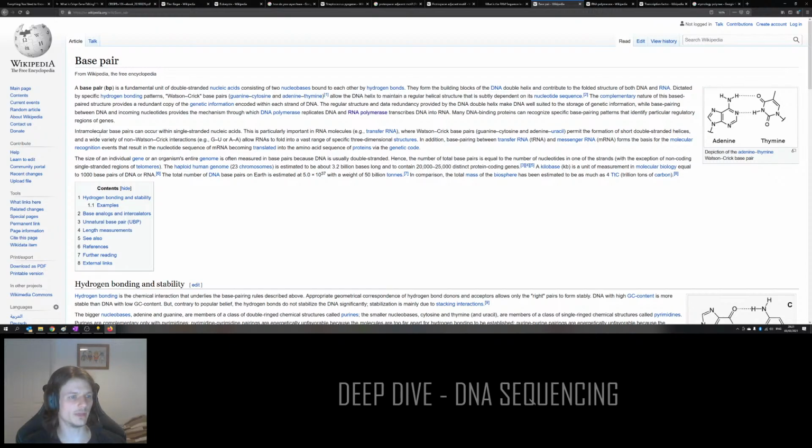10 more minutes. Intramolecular base pairs can occur within single-stranded nucleic acids. This is particularly important in RNA molecules, e.g. transfer RNA, where Watson-Crick base pairs, guanine-cytosine, adenine-uracil, permit the formation of short double-stranded whatever it is, and a wide variety of non-Watson-Crick interactions, e.g. G-U or A-A, allow RNAs to fold into a vast range of specific three-dimensional structures.